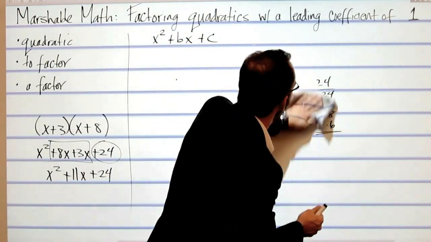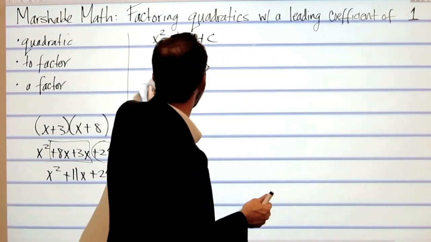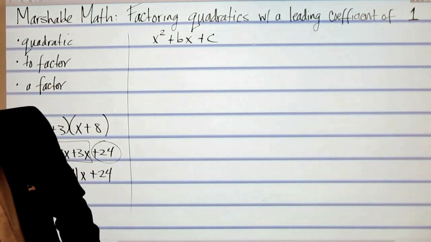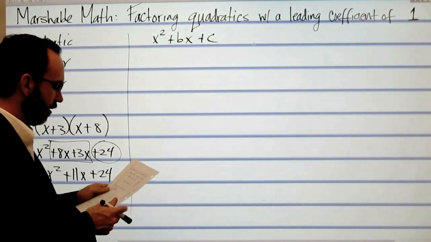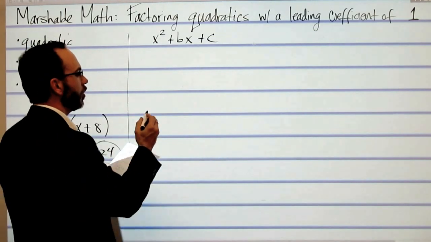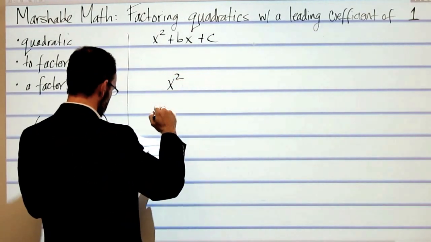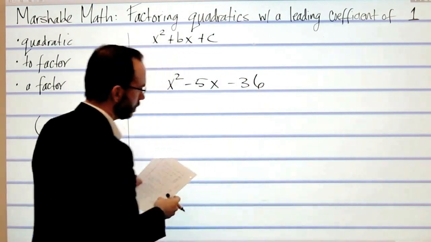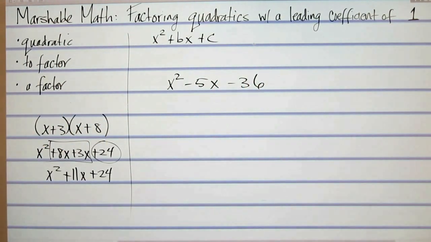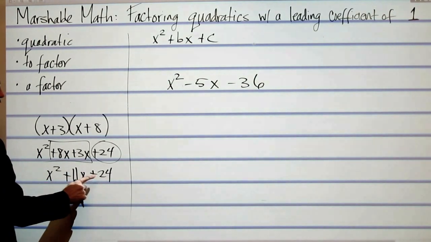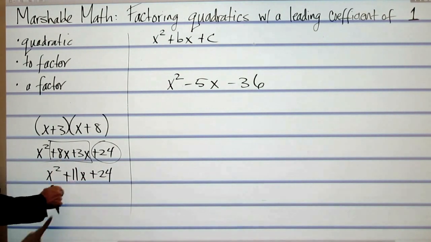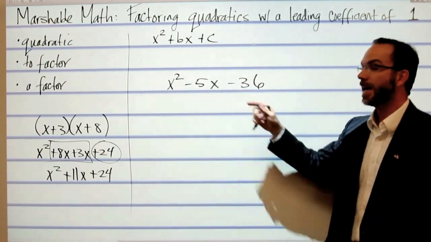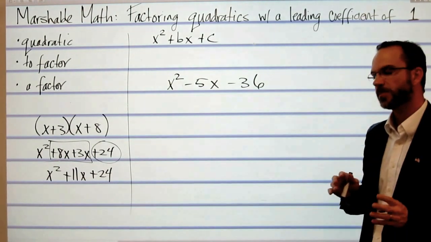Okay? Now, what do we do then if our C term is not positive? What do we do if it's negative? So here's an example. We'll discuss this. So consider x squared minus 5x minus 36. Okay? If we had said, well, when the C term is positive, we add the numbers together to get our B term. What do you think we will do here if our C term is negative? Maybe subtract? Let's find out.